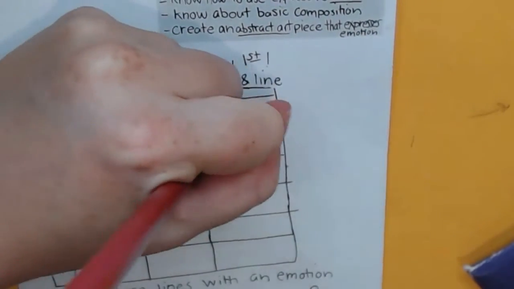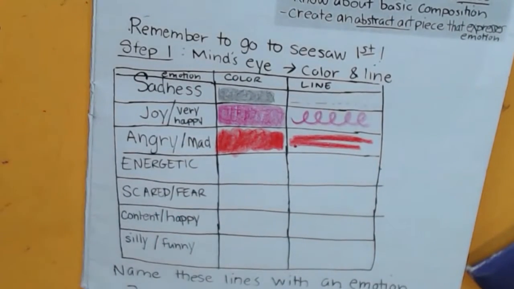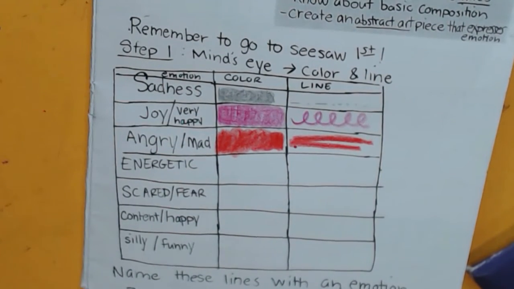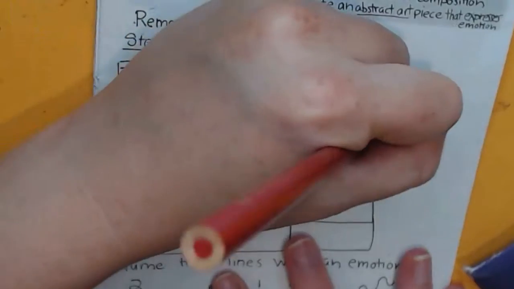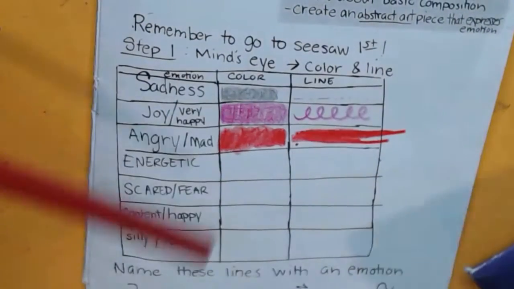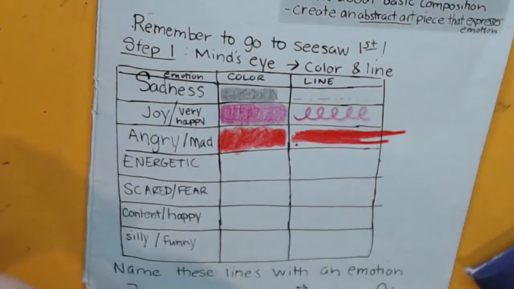For me, this angry line is so jagged, and it's taking over. It's coloring in. All right.